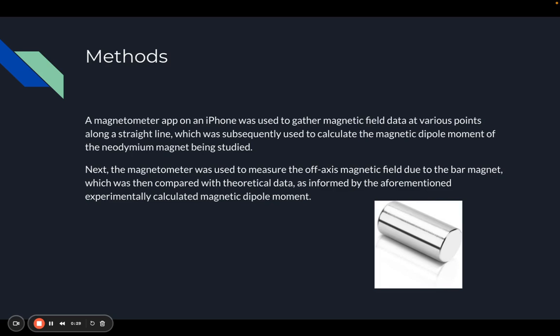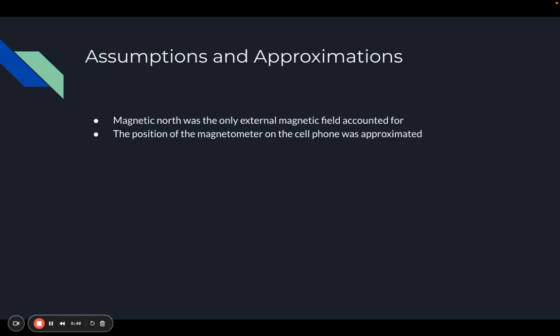For the methodology, I had a magnetometer app on my iPhone, which was used to gather the magnetic field data at various points along a meter stick. I used that data to calculate the magnetic dipole moment of that bar magnet, and then subsequently used that data to predict the off-axis magnetic field magnitude.